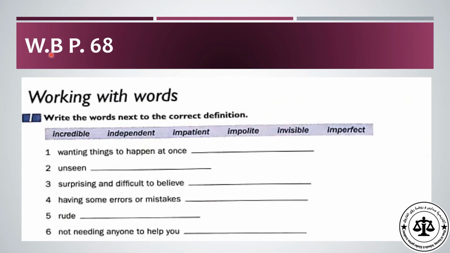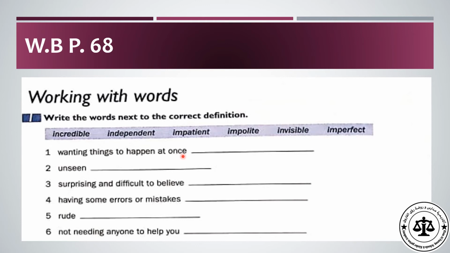Now let's move to your workbook, page 68. We want to answer the questions in this page. Number 1, write the words next to the correct definition. Incredible, independent, impatient, impolite, invisible, imperfect. Incredible meaning unbelievable. Independent meaning مستقل. Impatient, not patient. Impolite, not polite. Invisible, not visible. Imperfect, not perfect.